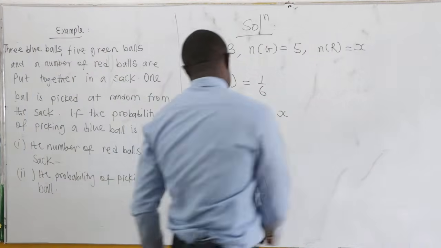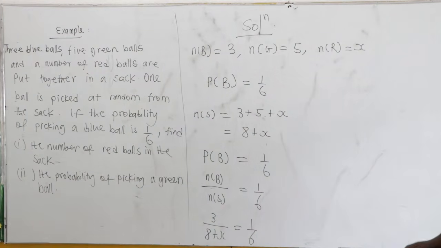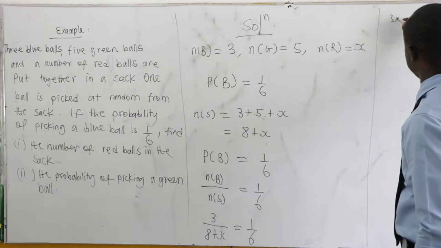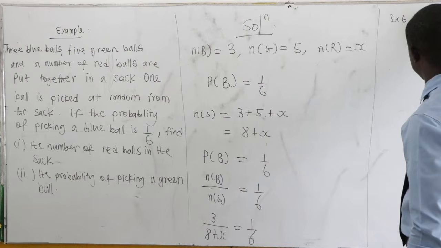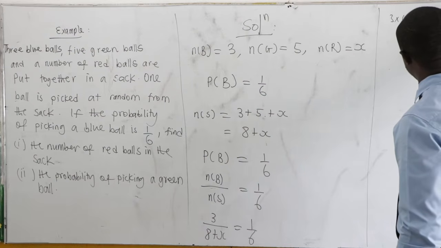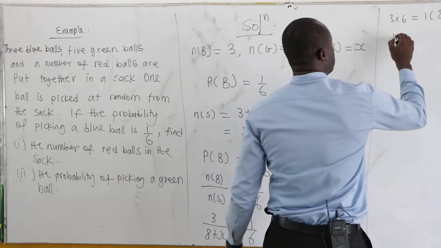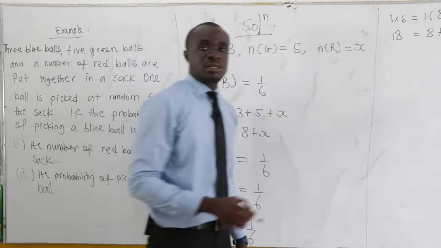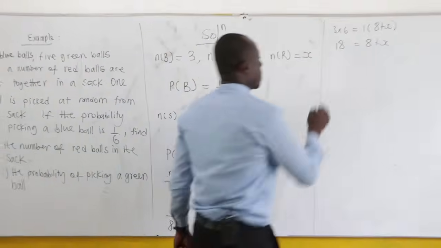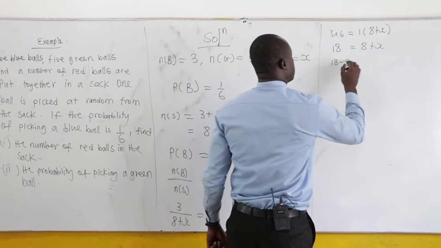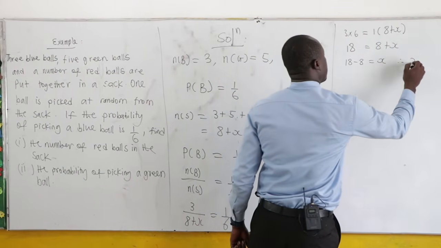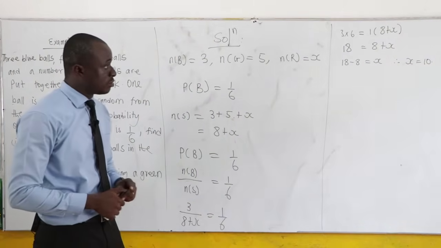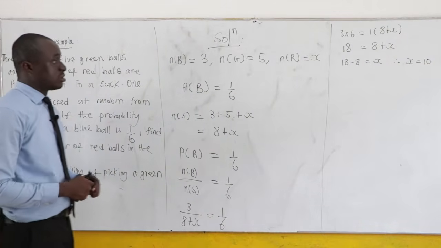So from here, we can do cross multiplication. When you do cross multiplication, we get 3 times 6 equal to 1 times 8 plus X. And 3 times 6 gives us 18 equal to 8 plus X. We want to find X. So we have 18 minus 8 equal to X. Therefore, X is equal to 10.